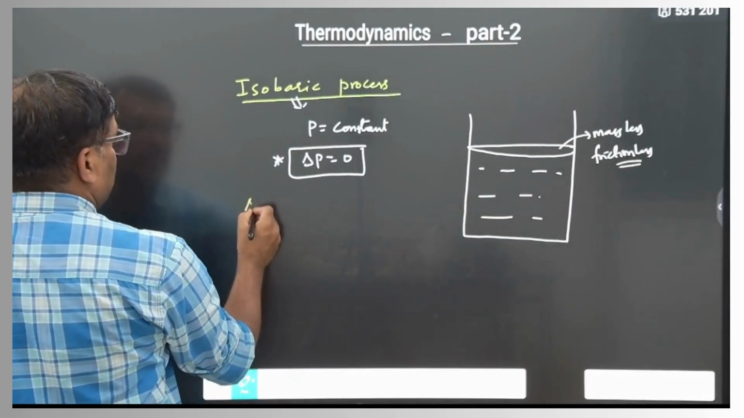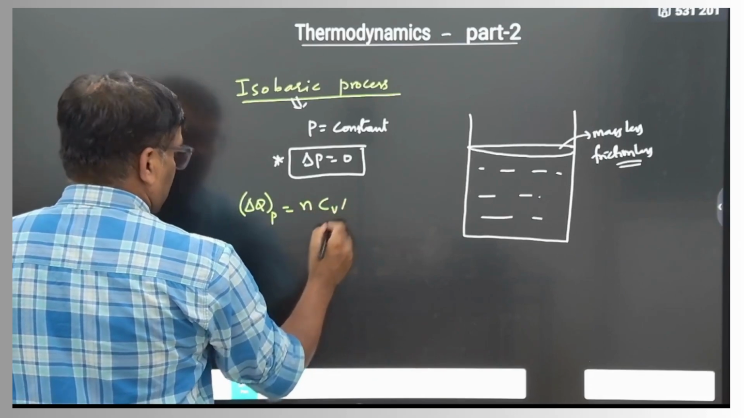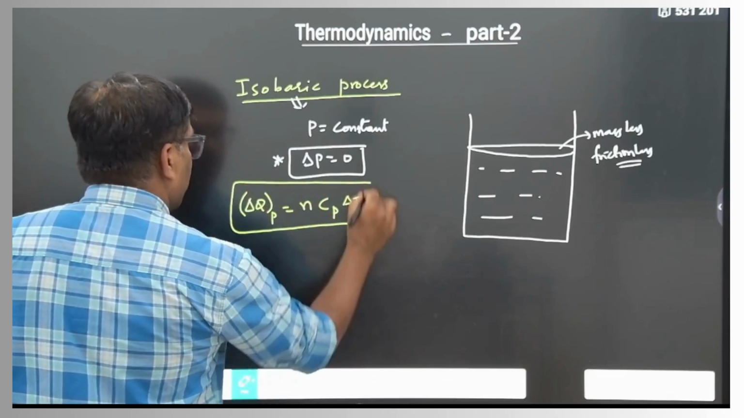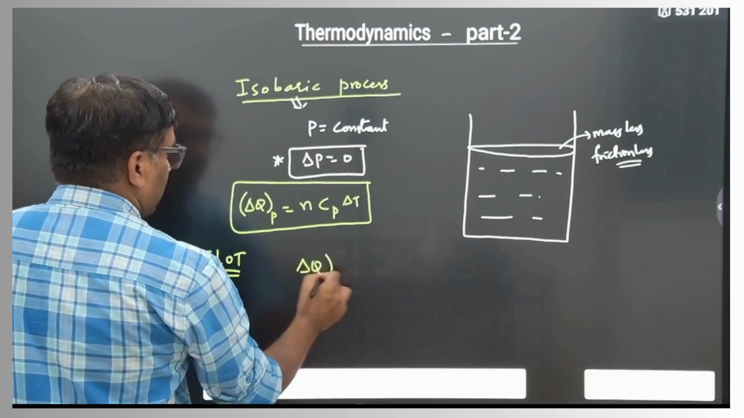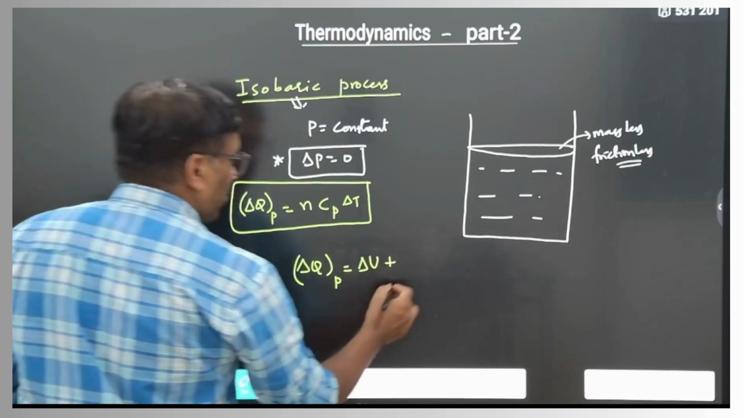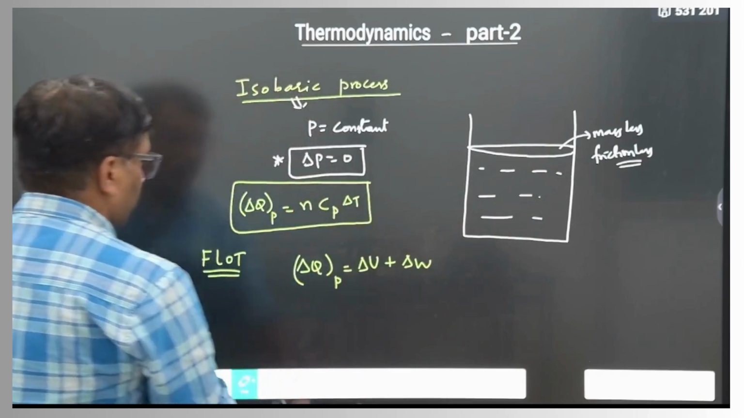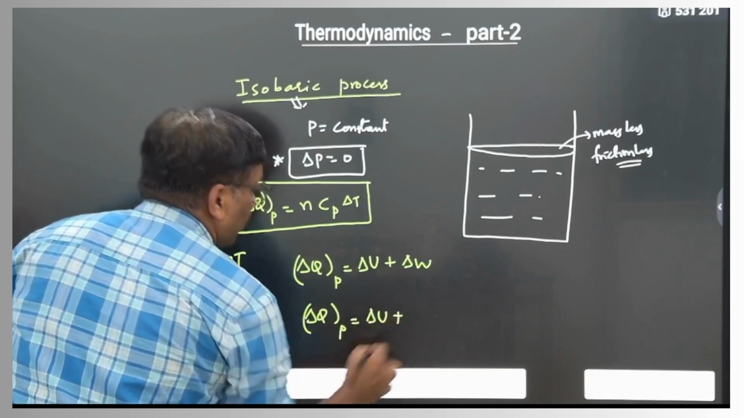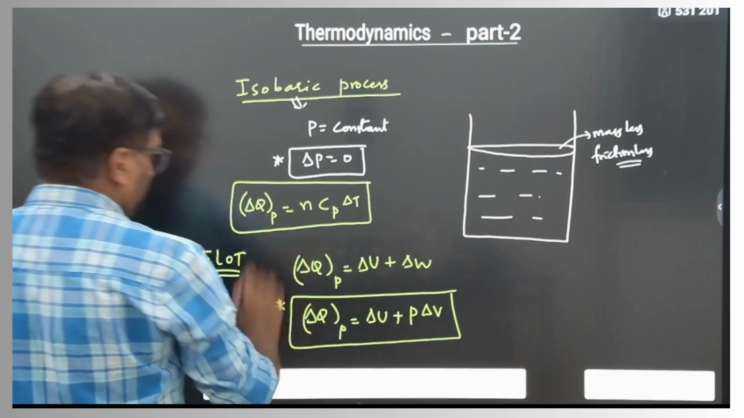So, how much heat energy are we going to supply? This will be at constant pressure, so it is n Cp into delta T. Clear? So, we can write down the first law of thermodynamics here. We are supplying heat energy, so delta Q at constant pressure will be used for increasing internal energy, and it is also doing some amount of work. How much work is done? Throughout this process, pressure is constant, so you can write delta Q at constant pressure equals delta U plus P into delta V. This is the amount of heat energy supplied.